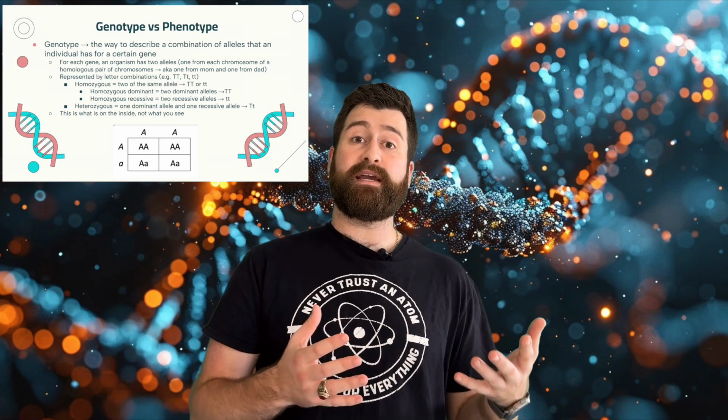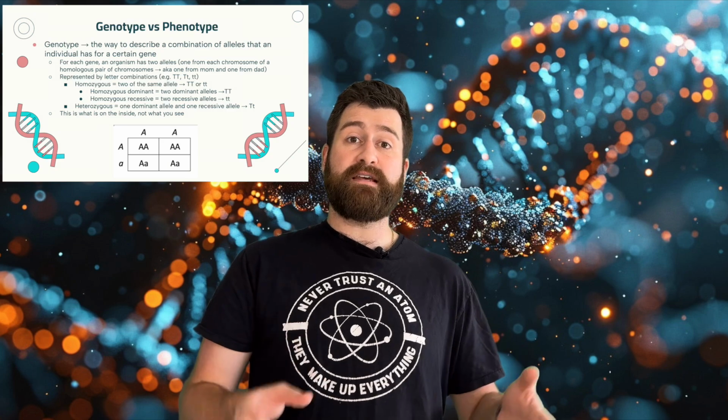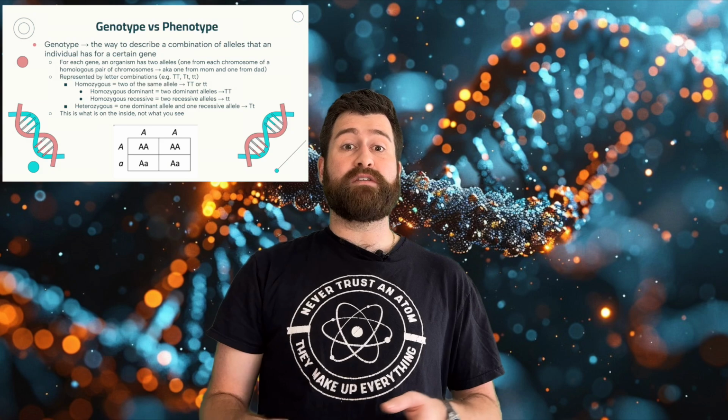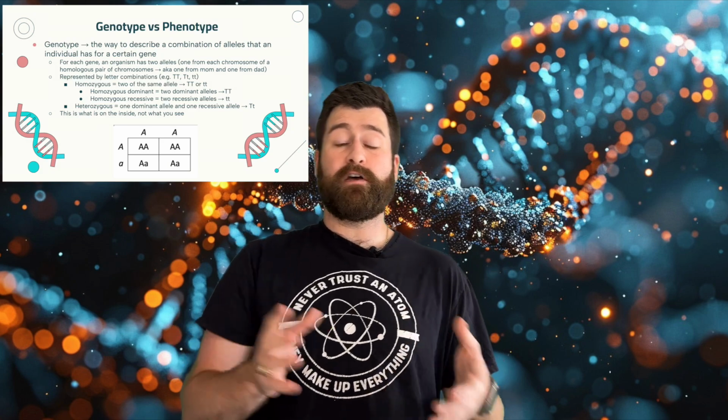Now, homozygous has two variations, which are homozygous dominant or homozygous recessive. In general, homozygous means two of the same allele. For example, capital T, capital T, or lowercase t, lowercase t. Homozygous dominant means two dominant alleles like capital T, capital T. Homozygous recessive means two recessive alleles like lowercase t, lowercase t. Heterozygous means one dominant allele and one recessive allele like capital T, lowercase t.